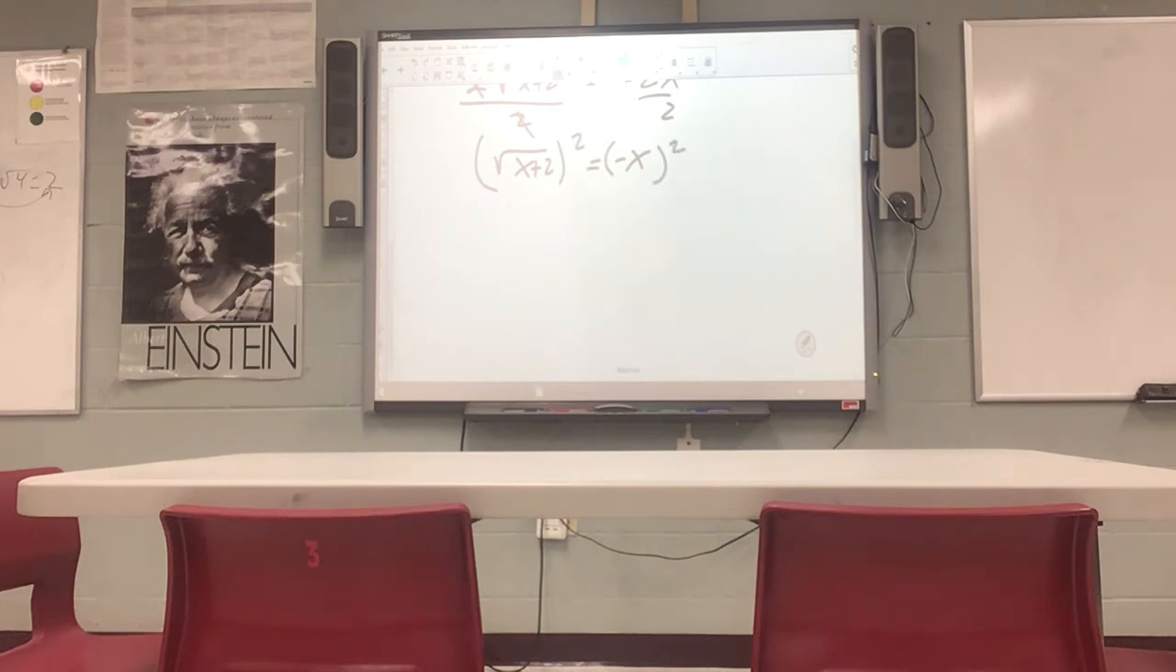So square and square root cancel out. What do I get on the right when I square a negative x? Positive x squared, right? Negative times negative is a positive and it's squared. Okay, so here we are with another quadratic. Either use the quadratic formula or factor, but either way you got to set it equal to 0, so I like to keep my a positive, so I'm going to keep this here, and I'm going to subtract my x and subtract my 2. So I'm going to end up with x squared minus x minus 2 is equal to 0.